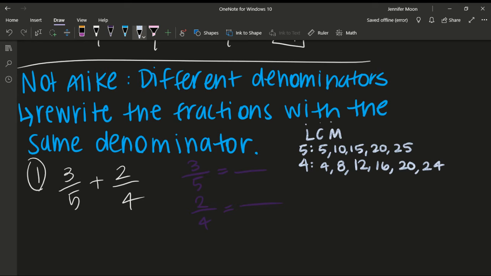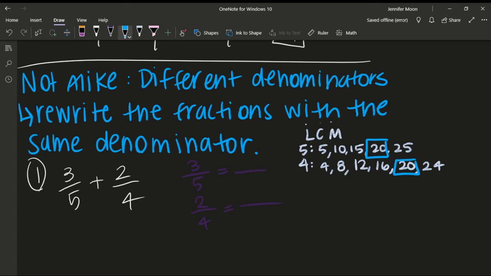LCM, actually go ahead and write it out, least common multiple. I did the multiples. Now I'm worried about the L and the C, the least common. Well, common means that they both have it, right? Like they have it in common. And if I look, the first number that 5 and 4 have in common is 20. That's also the smallest number they have in common, which is why it's the least common multiple. That's our new denominator, okay?